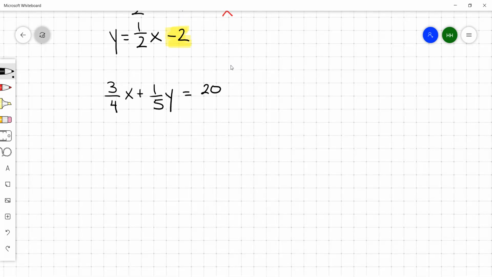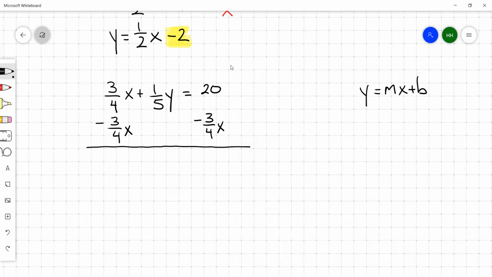If they want it in slope-intercept form, remember, we got to make it look like this. You got to make it y equals mx plus b. So first thing you got to do is move this 3/4 x to the other side. So if you subtract 3/4 x from each side, your 1/5 y equals negative 3/4 x plus the 20. Whatever's with your x needs to be next to the equal sign. So when you subtract your 3/4 x, you're just going to move it in there next to the equal sign.